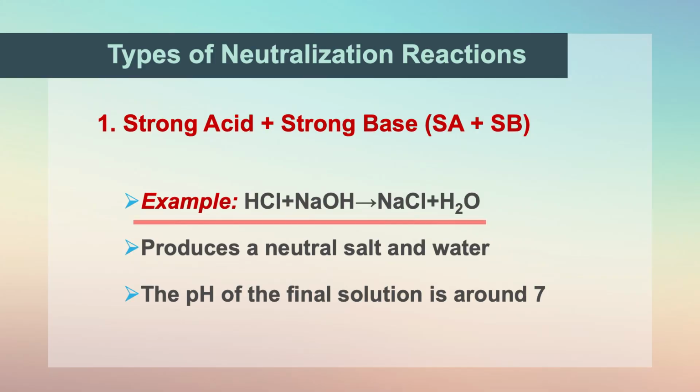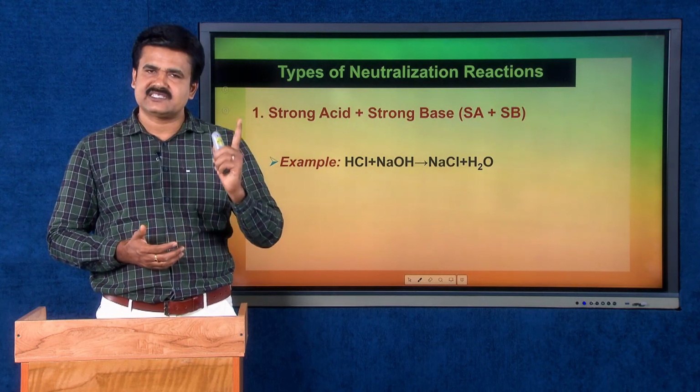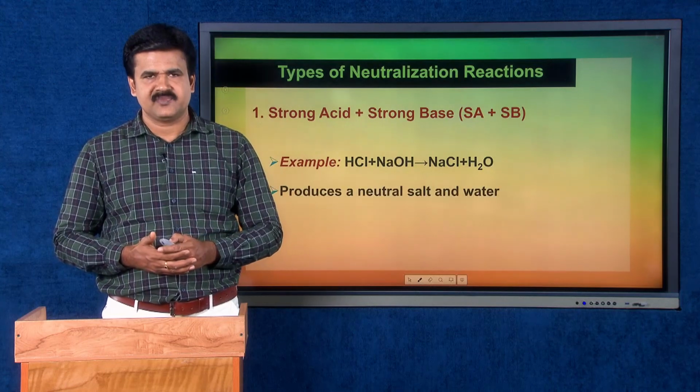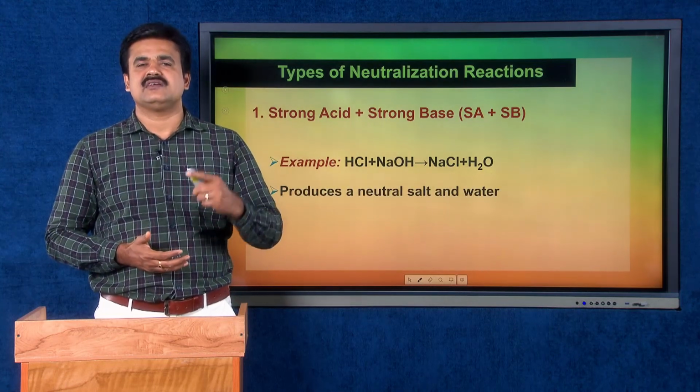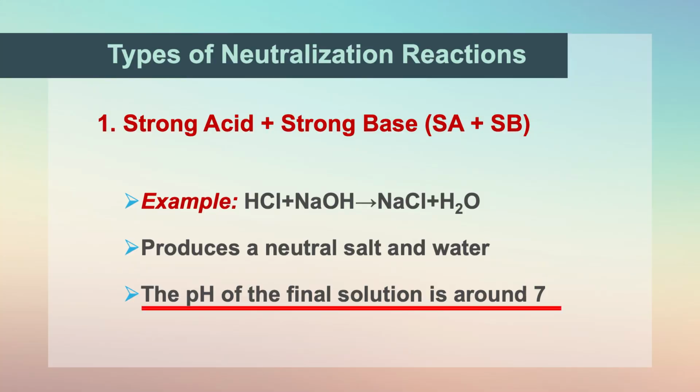A typical example for such a strong acid strong base titration is here. That is HCl against NaOH. In this reaction, HCl is strong acid, NaOH is strong base, and NaCl is the salt, and the side product is water. The products are neutral, salt and water. The pH of the final solution is around 7 since the obtained salt is neutral.